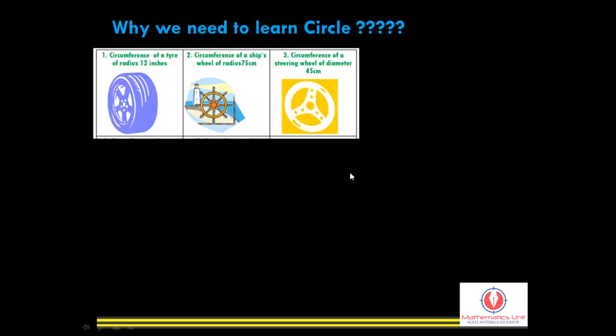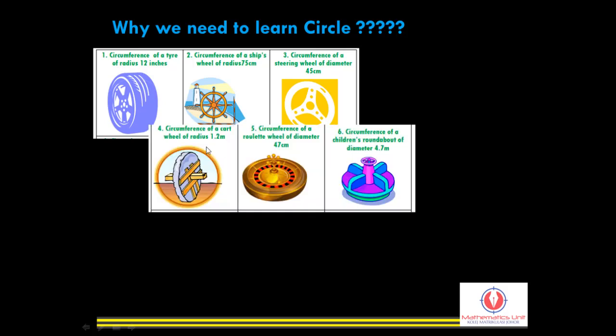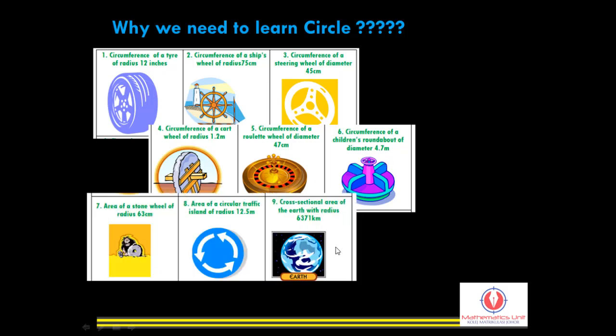Here we go. Why do we need to learn circle? These are some diagrams and applications of circle in our daily life. The most familiar case is the circumference of a tile with a radius of 12 inches. So we are using the component radius. We also can use it in the children's roundabout in the playground, where we're using the diameter 4.7 meters. And also the most familiar one is the cross-section area of the earth, where the radius is 6,371 kilometers. We still have many other applications in real life situations.